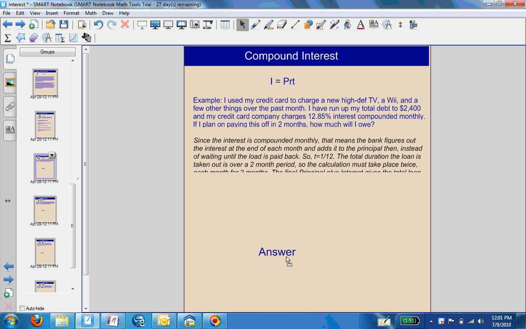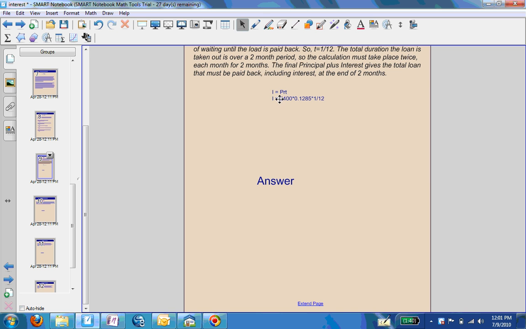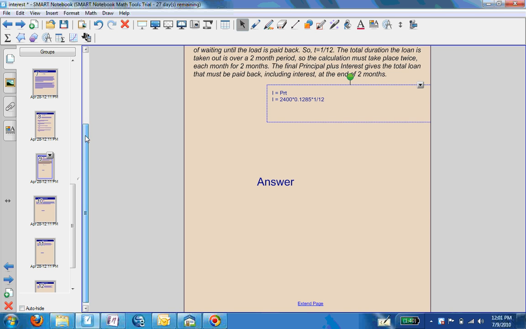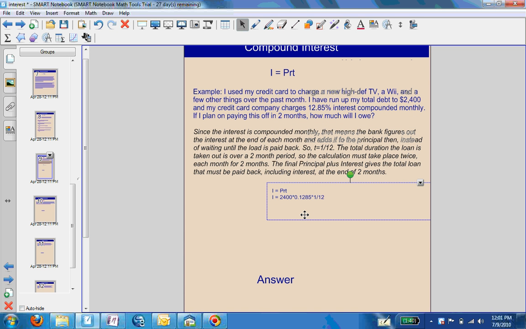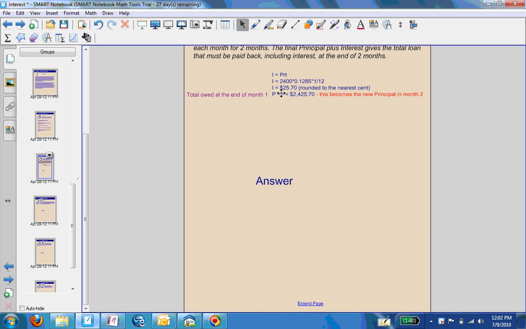So we're going to start with putting the I equals PRT. You still use the same formula, I equals PRT, and our principal is $2,400. Our rate is 12.85%, so I just moved my decimal 2 places, and my time is compounded monthly, so the T equals 1/12. And I get $25.70, that's my interest, and to see the amount I add my interest to the amount I started with.